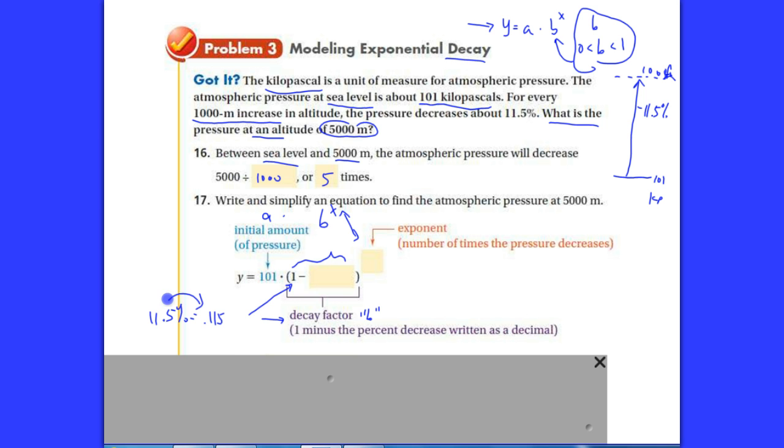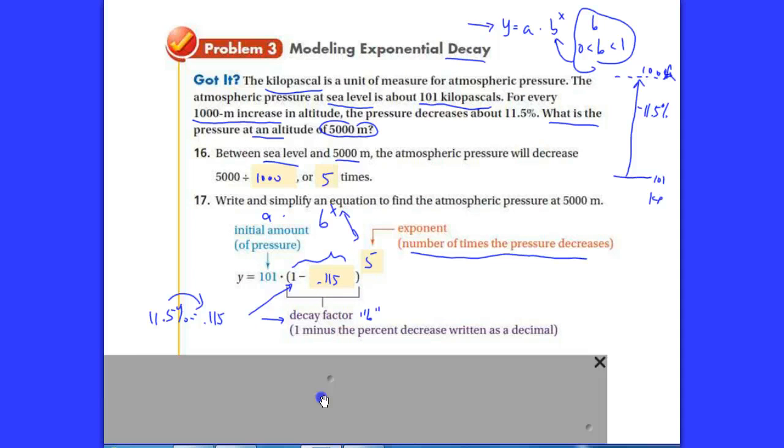That should be a natural thing for you at this point in the class, how to change a percent to a decimal. So it's 1 minus 0.115 to the power of, now, to the power of, that's the number of times the pressure decreased. And how many times did it decrease? It decreased 5 times. I know you're probably thinking, well, it really decreases as you go. Yes, that's true, but you're really moving more into calculus if you think of it like that, which is true, but we're not there yet.